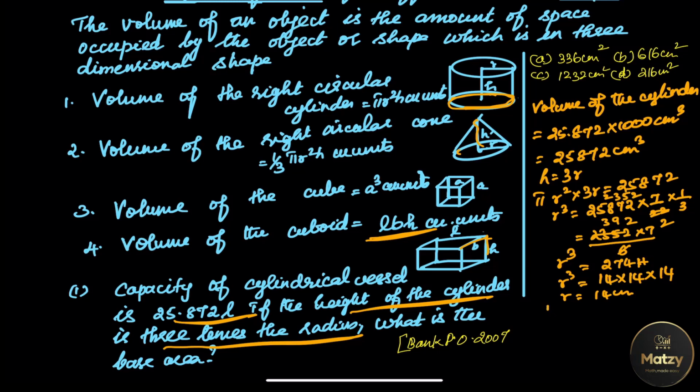But I want the base area. What is base area? Pi r square. Am I right? So pi is 22 by 7, r is 14 into 14. Here 7 is going here 2 times. After multiplication, I got 616 centimeter square. So which is the correct option? Option B is correct.